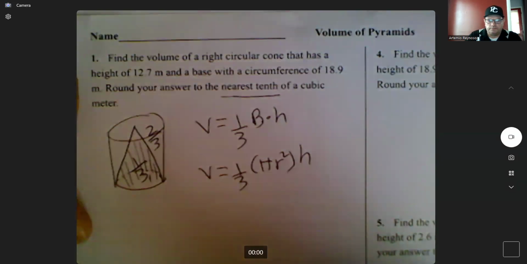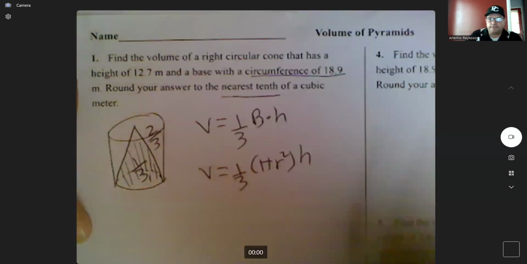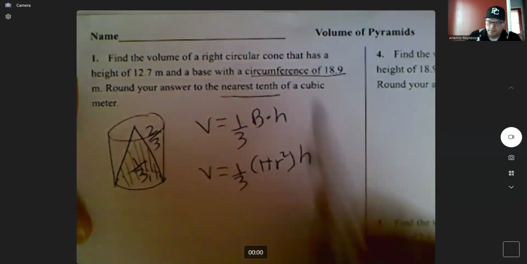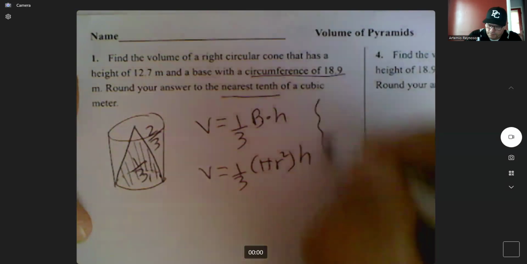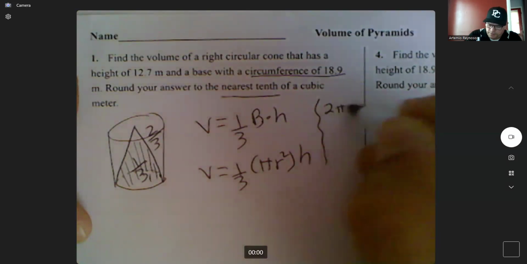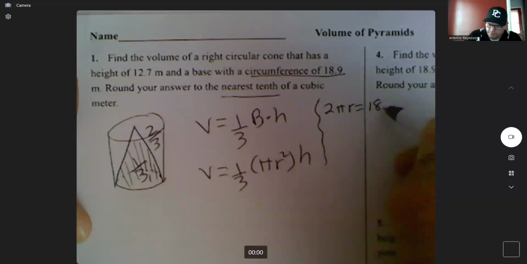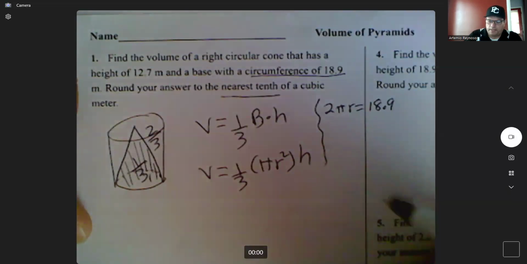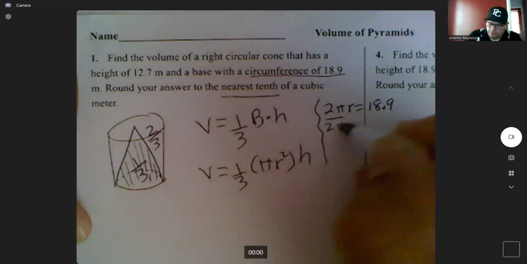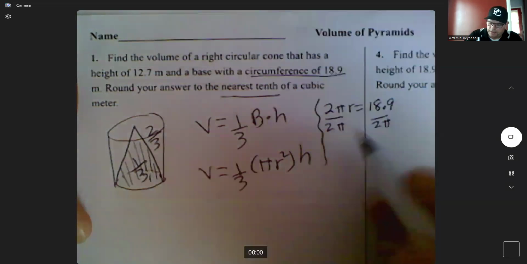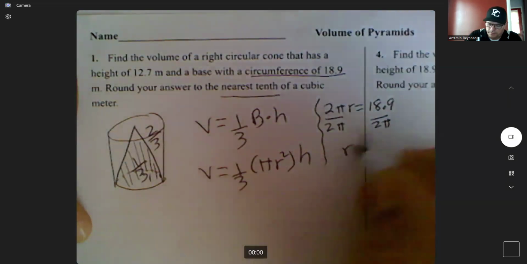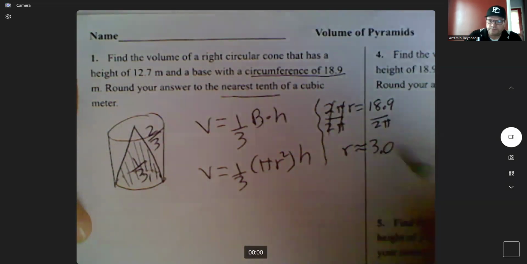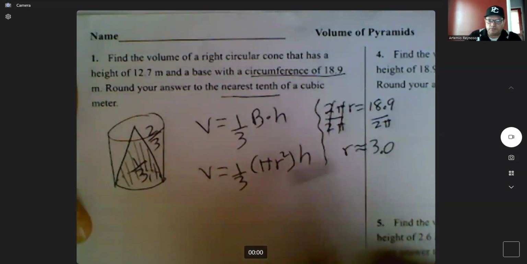Here we have a little problem: the radius is not given, but we have a good hint. We have the circumference. So here on the side, 2 pi r is the circumference, and circumference equals 18.9. I need to isolate my radius. Remember that pi is 3.14, so I divide both sides by 2 pi to isolate the r. This rounds to 3.0.